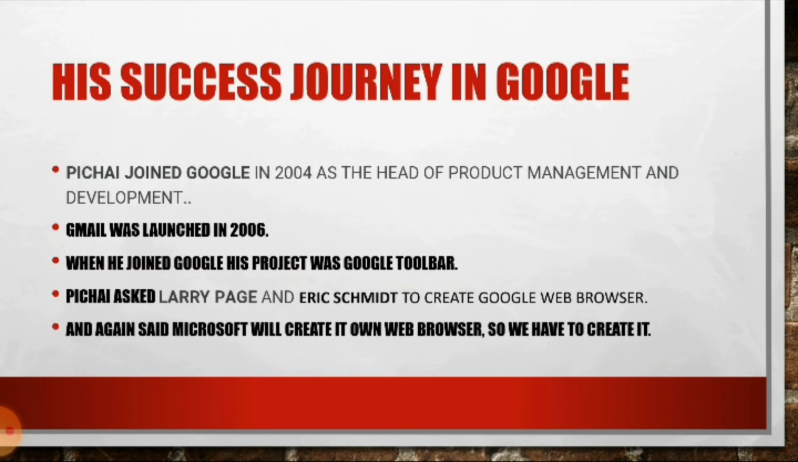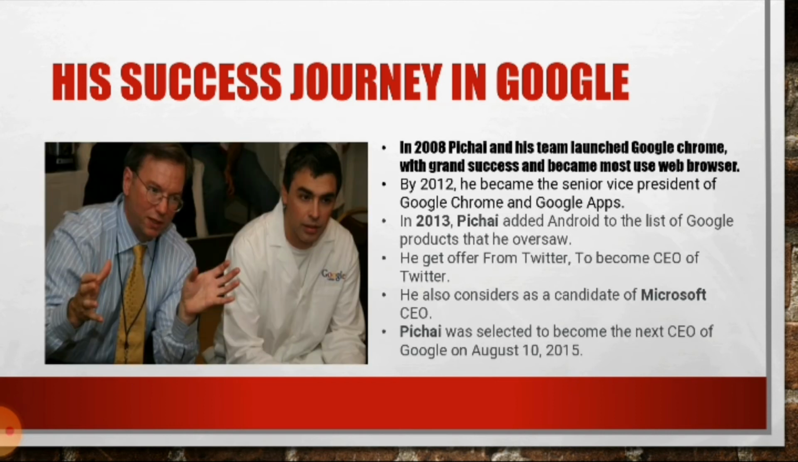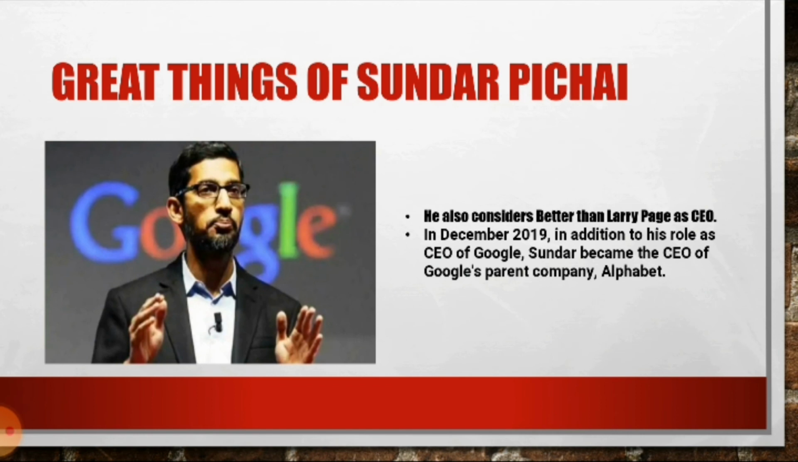Move to the sixth slide. His success journey in Google. He joined Google in 2004. Gmail was launched in 2006. His starting project was Toolbar. Move to the seventh slide. After the great success in Google, he got offers from Microsoft and Twitter to be the CEO of their company. Move to the eighth slide. He is also considered a better CEO than Larry Page. In December 2019, in addition to his role as CEO of Google, Sundar became CEO of Google's parent company, Alphabet. This shows his loyalty to Google.